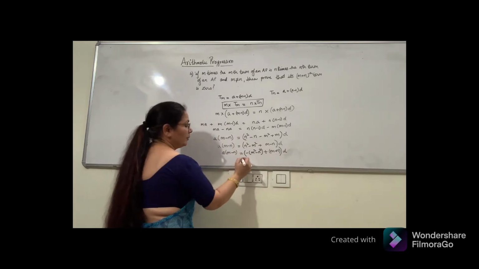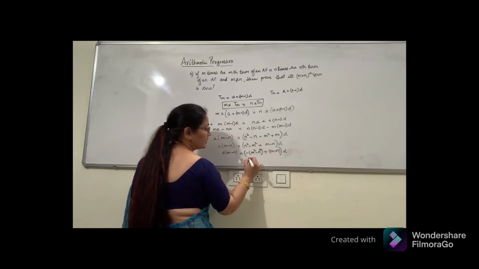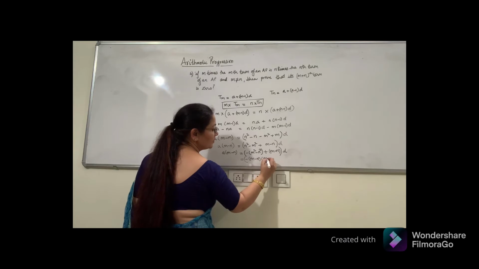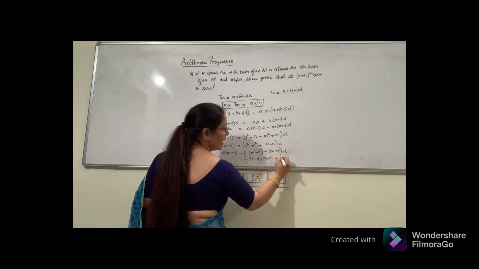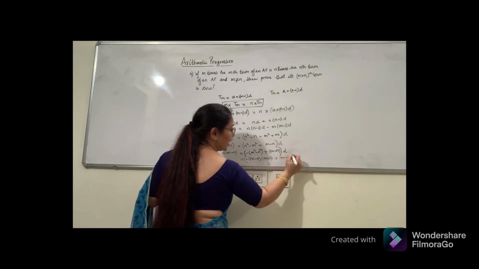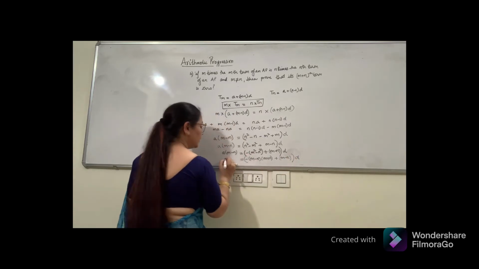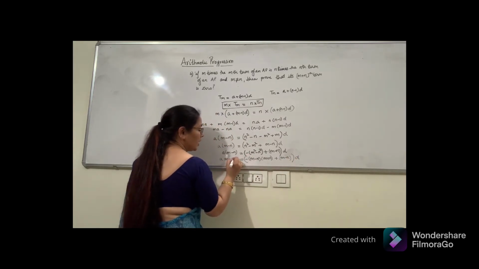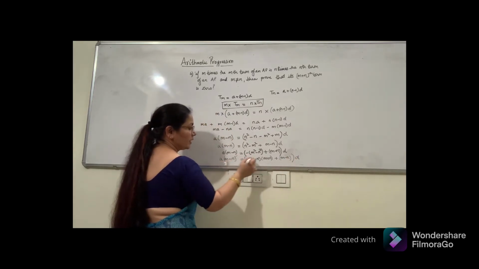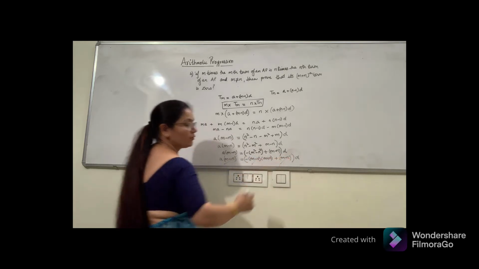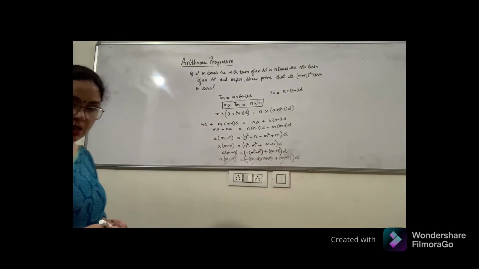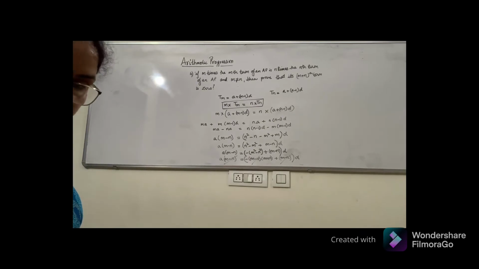Now look here, minus. This gives me (m minus n) and (m plus n), and from this (m minus n), and then overall D, and then A(m minus n). I can take out (m minus n) from all common. When I take common, I'm left with what?